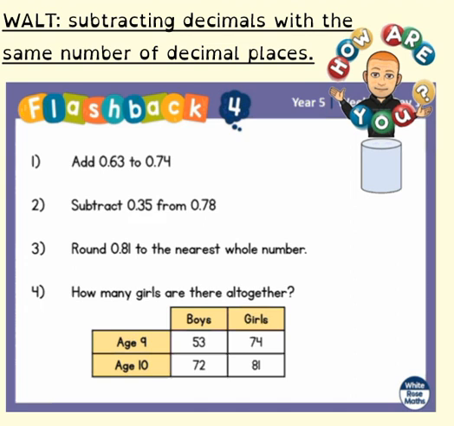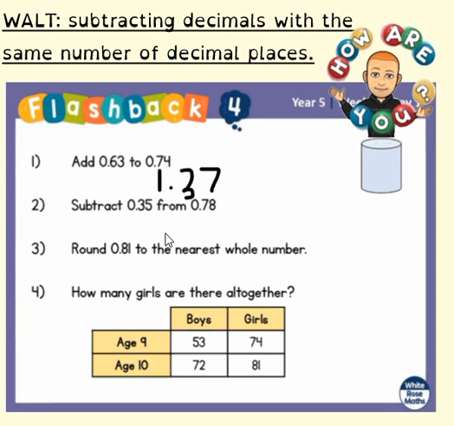Question number 1. Add 0.63 to 0.74. When I add those two amounts together, the number that I get at the end is 1.37. Use a quick addition method, addition using column method for that, that's fine. 1.37.